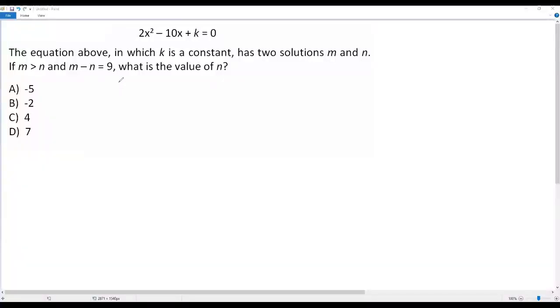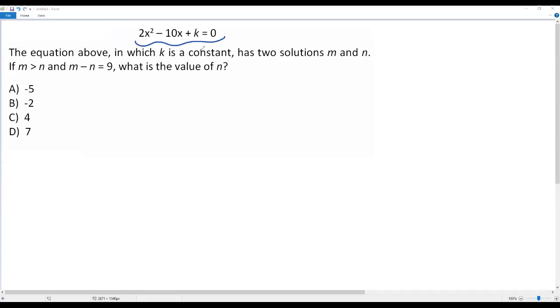Here we have an SAT math question. Okay, let's go with the information. Here we have a quadratic equation that is 2x² − 10x + k = 0. The equation above, in which k is a constant, has two solutions m and n. If m is greater than n and m − n = 9, what is the value of n?